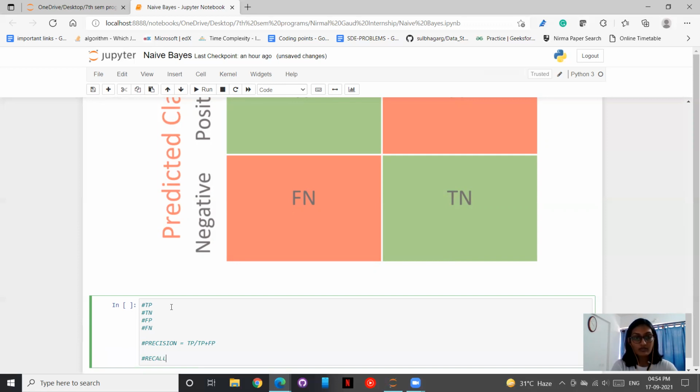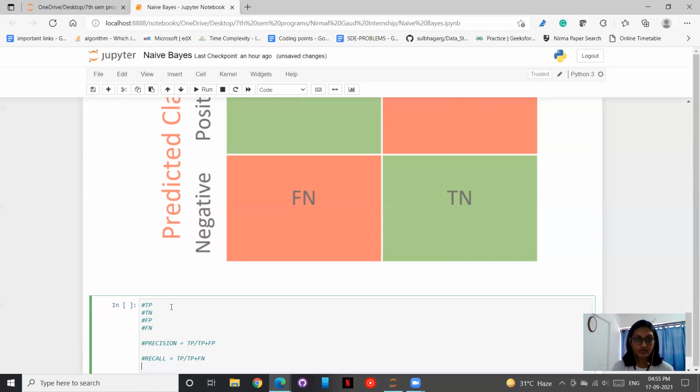Thereafter, we will have recall. Recall is also called sensitivity, and it is the ratio of correctly predicted positive observations to all the observations in the actual class. So let us write this down in the form of a formula. It is true positive divided by true positive plus false negative. So this is what our precision and recall are.